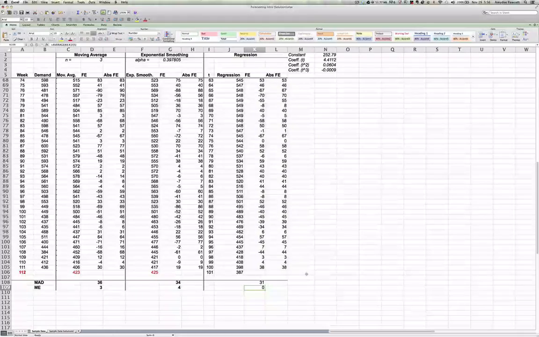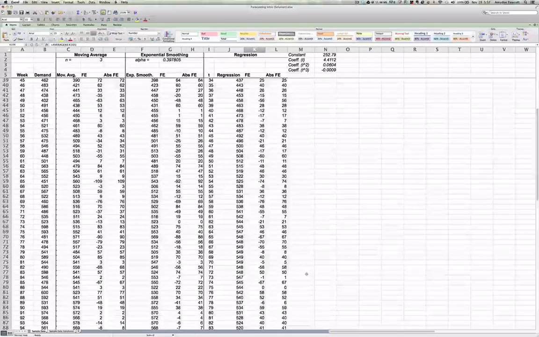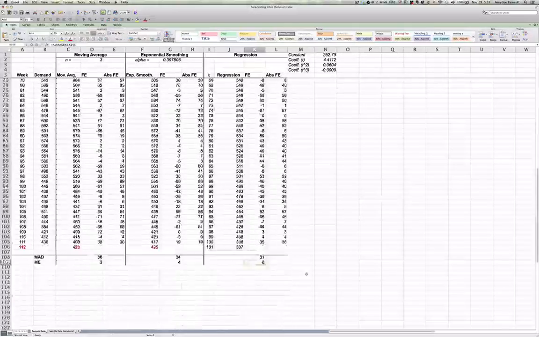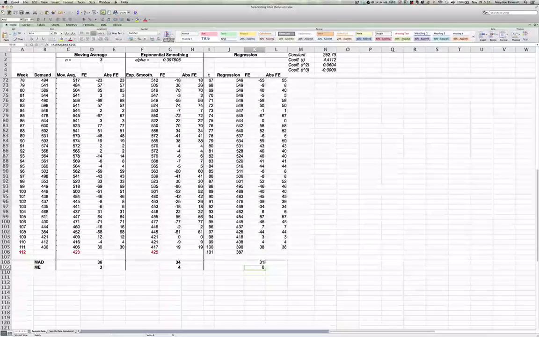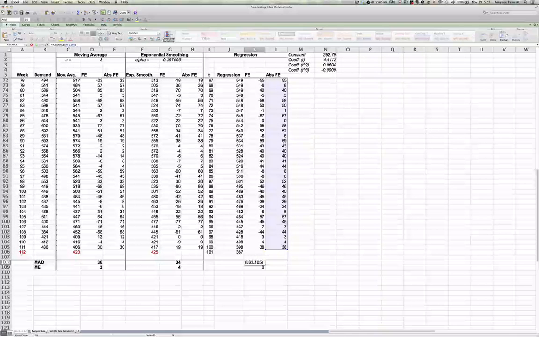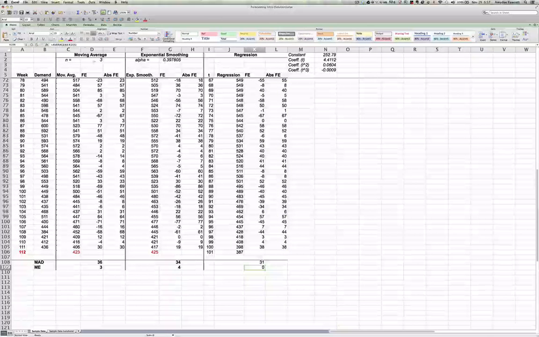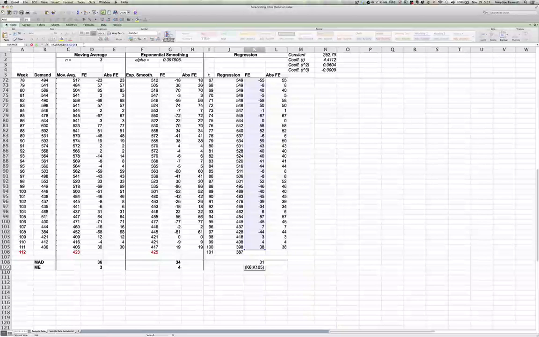So let's talk about this just a little bit. Remember, the mean absolute deviation tells me that on average, my forecasts are off by 31 units in either direction. And again, it doesn't tell me whether I tend to under or over forecast. It just tells me about the magnitude of the forecast errors. The mean error is 0. And in fact, this is not surprising. If you implement a regression analysis properly, it will always be 0.